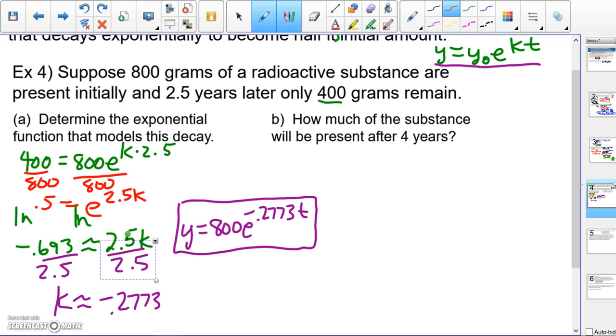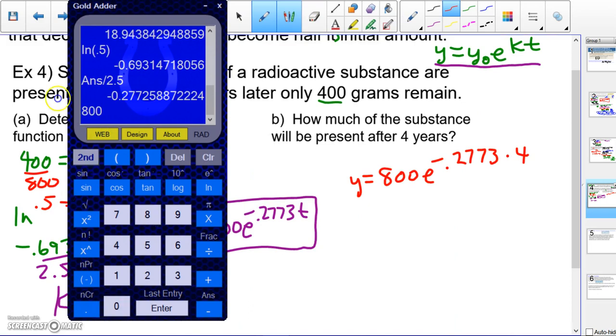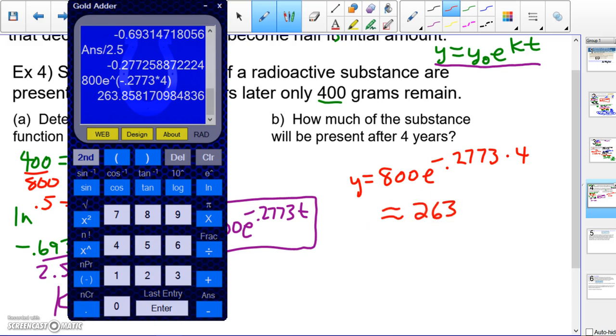Part B: How much of the substance will be present after 4 years? We'll just plug 4 into your formula to see how much is there after 4 years. 800 times e to the parentheses negative 0.2773 times 4, about 263.9. What is this, grams? That's how much would be present after 4 years.